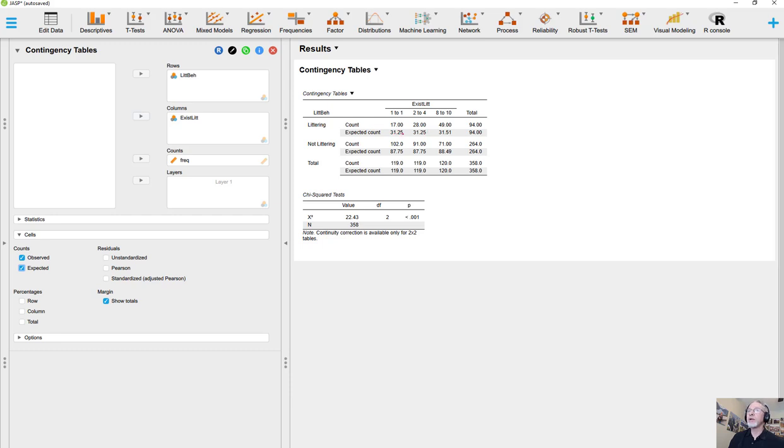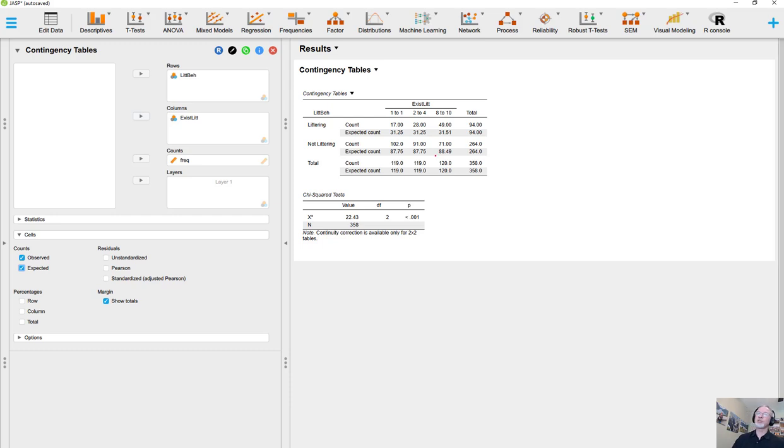That really is your story. They were littering more if there was more existing litter than there was if there was only a little bit of litter. You can see the same thing in terms of them not littering, because they were not littering more than what was expected by chance if there was only a little bit of litter, and less so than what was expected by chance if there was 8 to 10 pieces of litter.